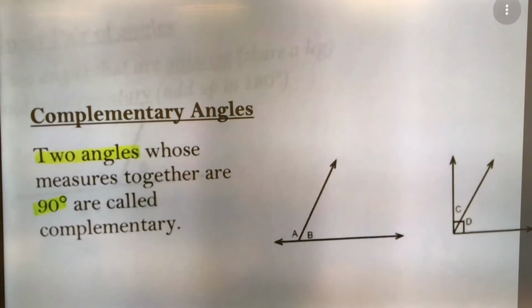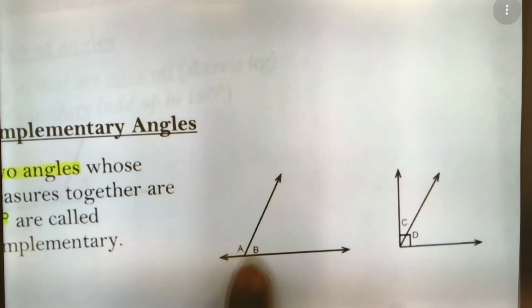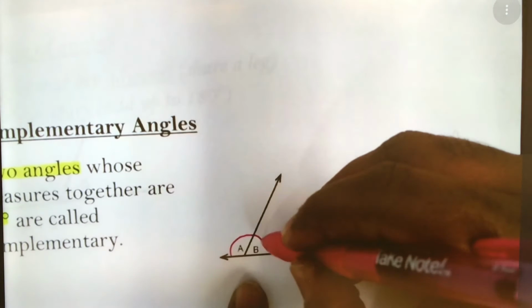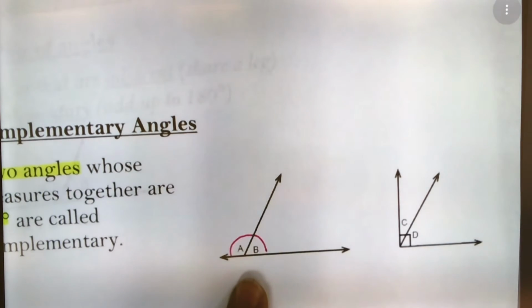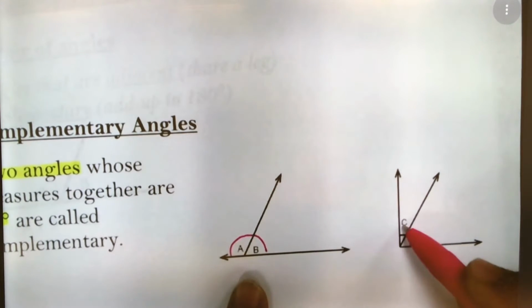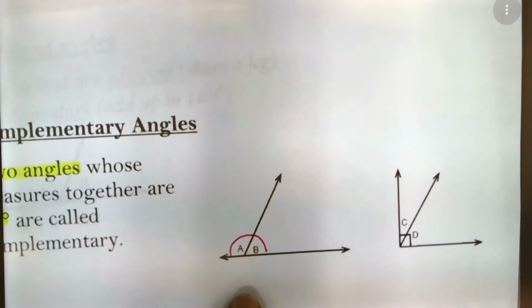I have an example here. These two angles are not complementary. Those two angles add up to 180, so they are supplementary angles. And these two angles are complementary because together they make 90 degrees.